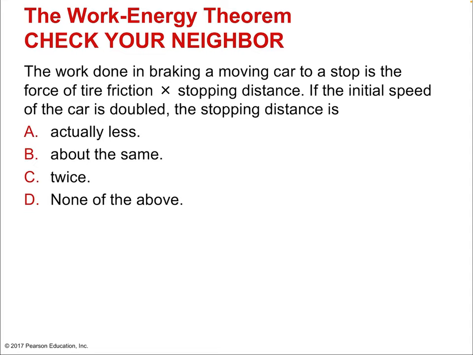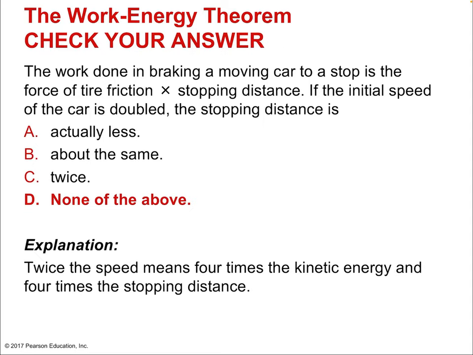So the work done in braking a moving car to a stop is the force of tire friction times the stopping distance. If the initial speed of the car is doubled, the stopping distance is what? So how much further does it take to stop a faster car? No change in mass, just change in velocity. None of the above, because it's actually four times. Twice the speed means four times the kinetic energy and four times the stopping distance.